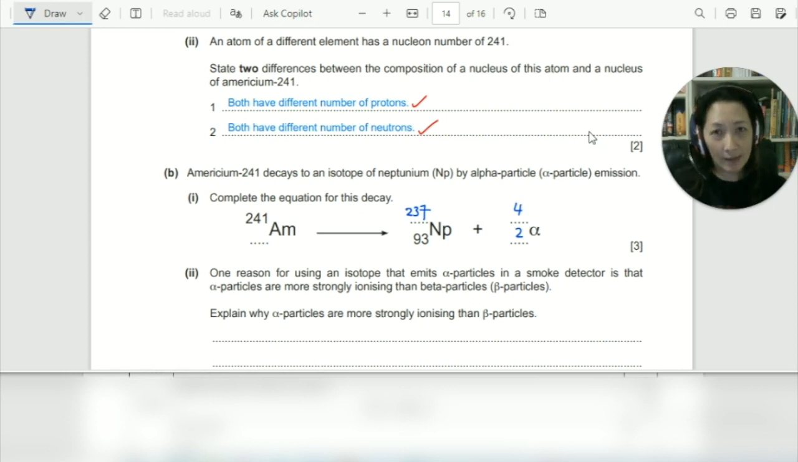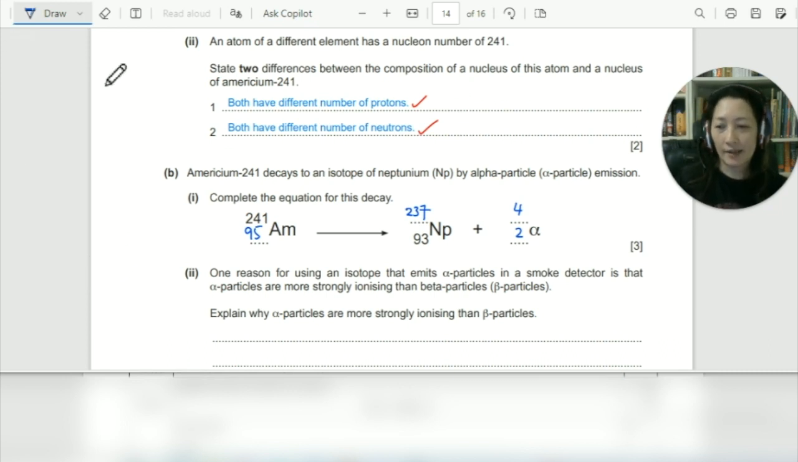And we take the same approach for the bottom number, which is the number of protons. So we don't know how much we started with, but we do know we've ended up with 93 for neptunium and 2 for alpha. That means the total here, 93 plus 2, americium started off with 95 protons. So 95 before the arrow, and then 95 total after the arrow. That's how you fill in the blanks for radioactive decay.